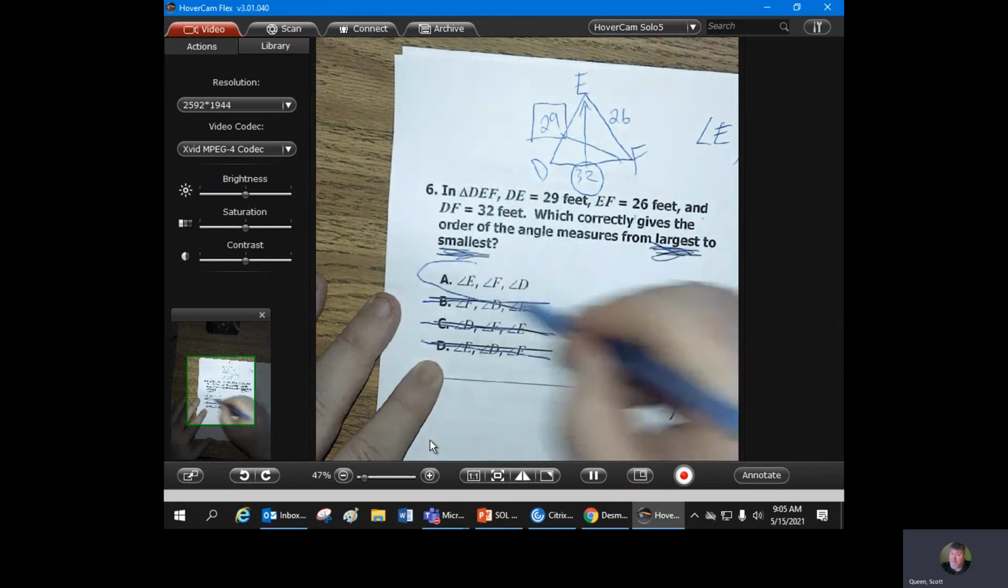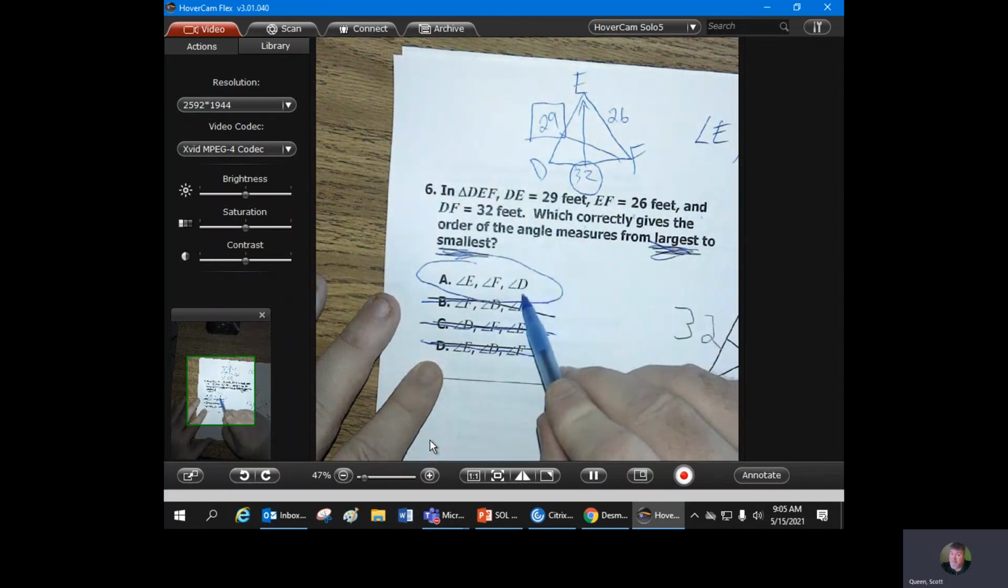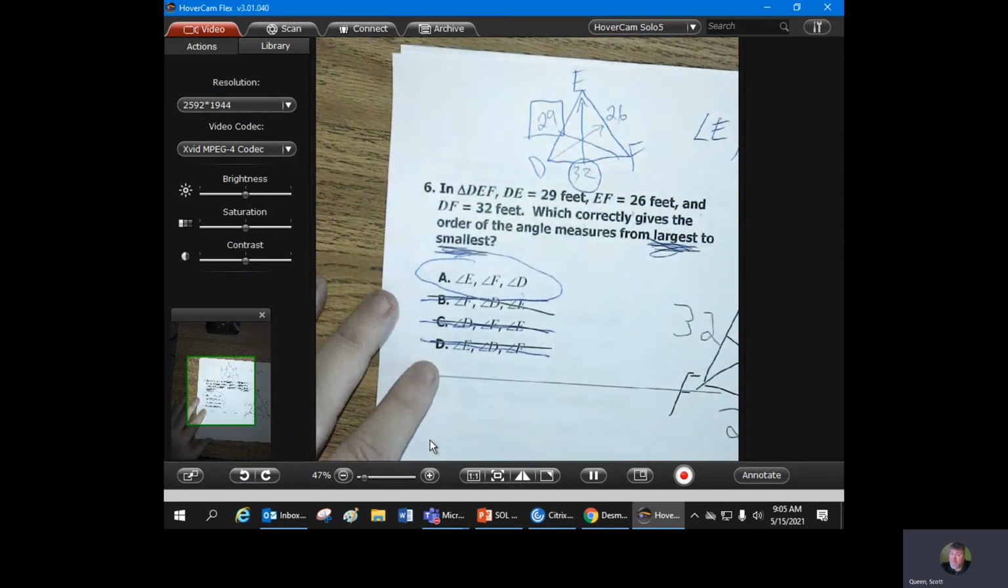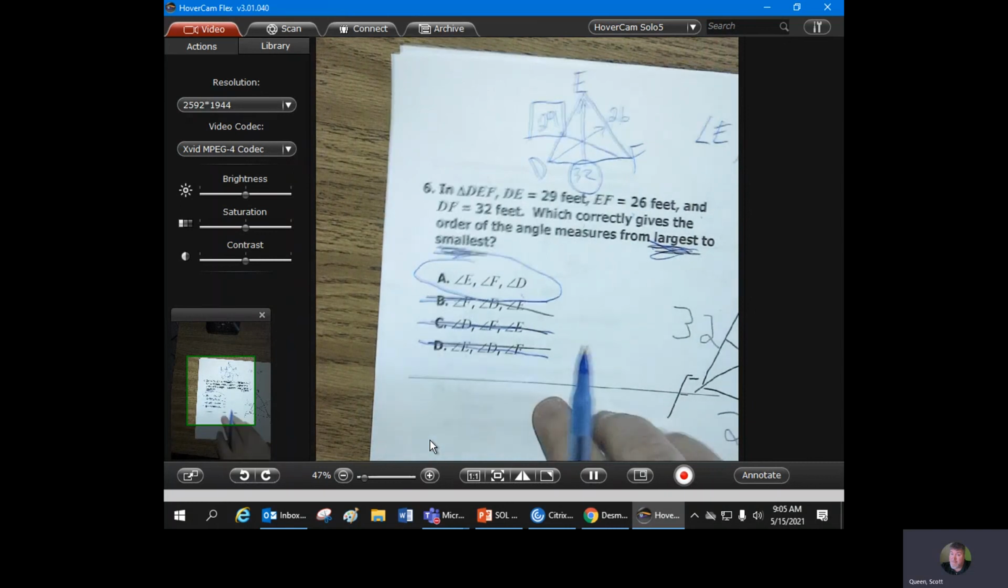And I'm done. And by the way, angle D is my shortest or smallest angle, and that is across from the smallest side. See how we did that? All right, we are done.